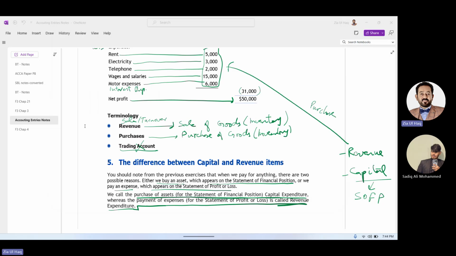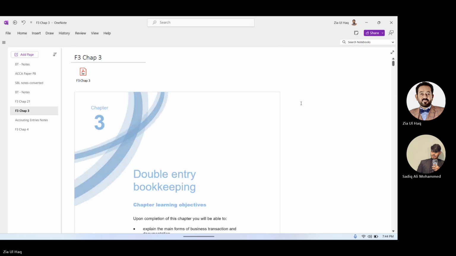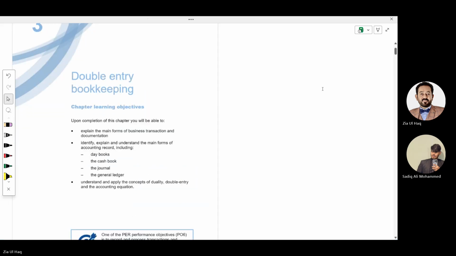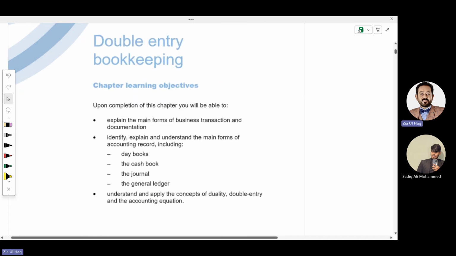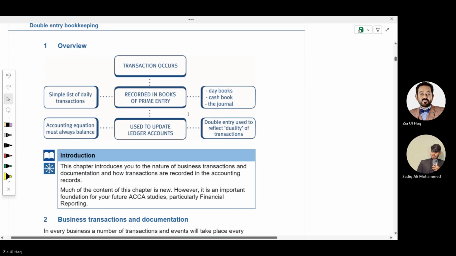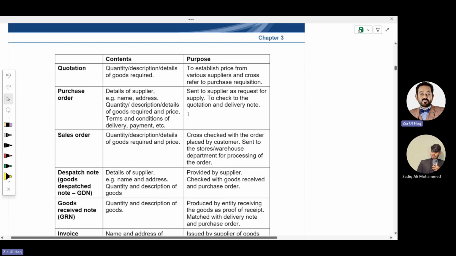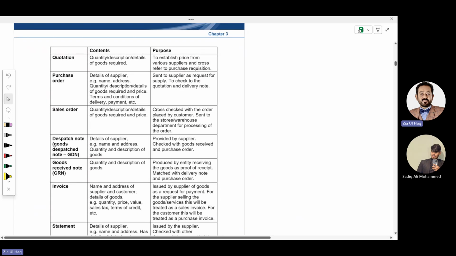Financial accounting. So let's move towards chapter 3 of our book. Double entry and bookkeeping concept. Okay. Let's discuss a few things. We are going to discuss a sales system.